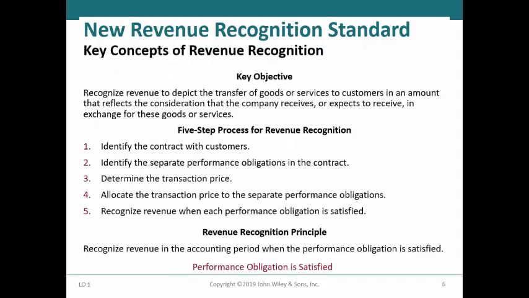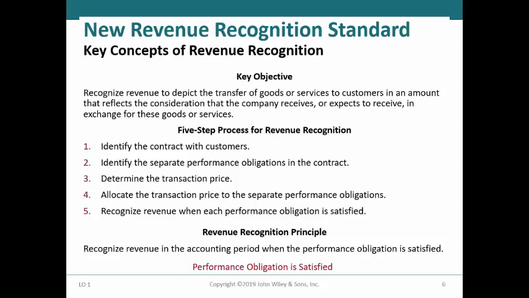This slide contains the key objective as well as the five-step process that is used to recognize revenue. The purpose of the process is to determine, based on the contract, both the consideration received as well as the performance obligations that the company must meet in order to recognize revenue.